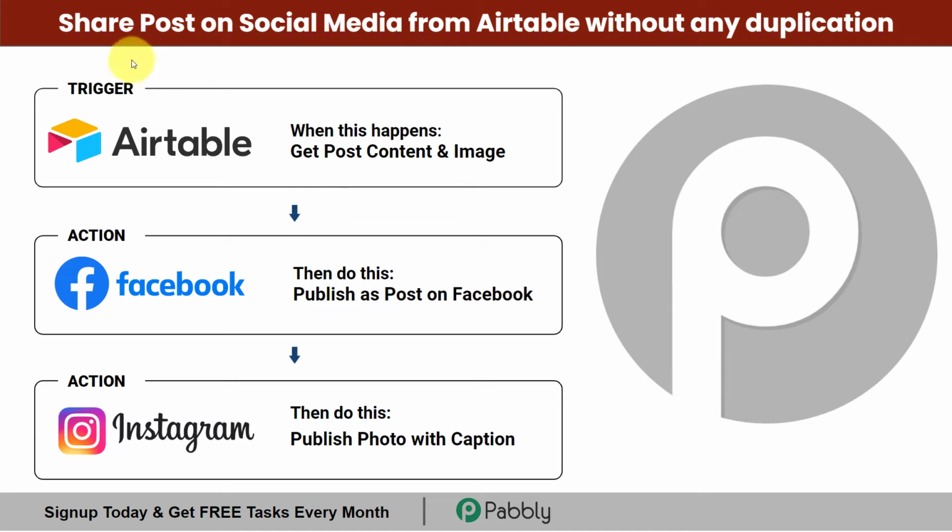In this video, we will learn how to share posts on social media from Airtable without any duplication. So I have added a few pieces of content and images in Airtable records, and I'm going to create an automation where this content and image will be automatically fetched from Airtable and published as a post on Facebook, and the same post will also be published on Instagram. And this automation will run every day, without any duplication and without any manual effort.